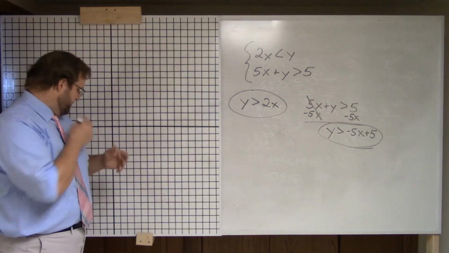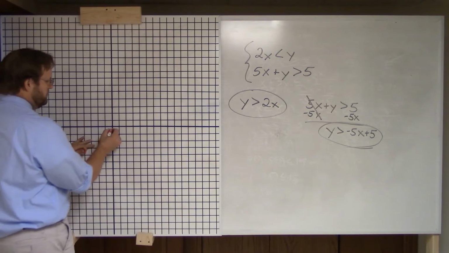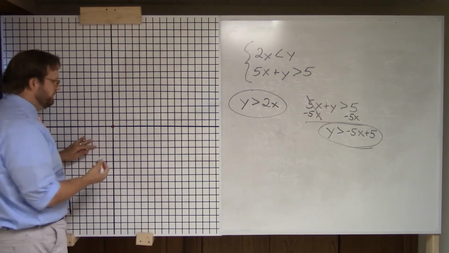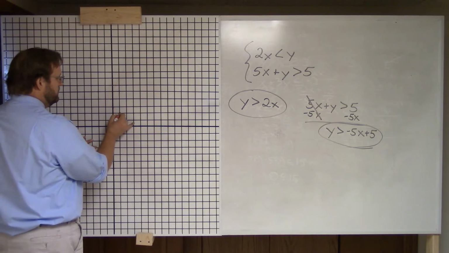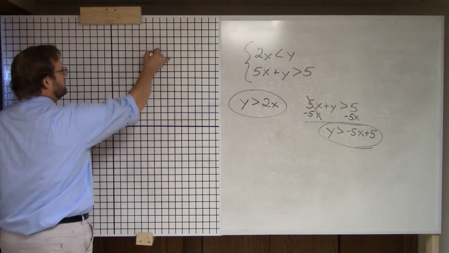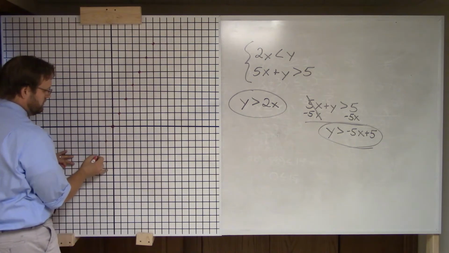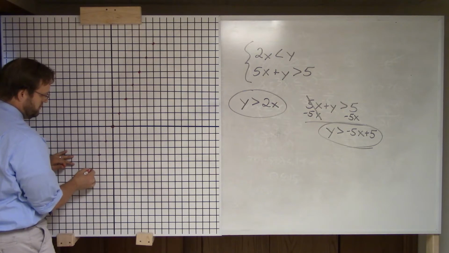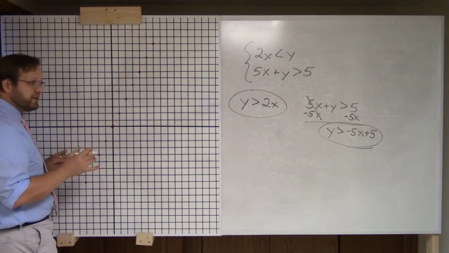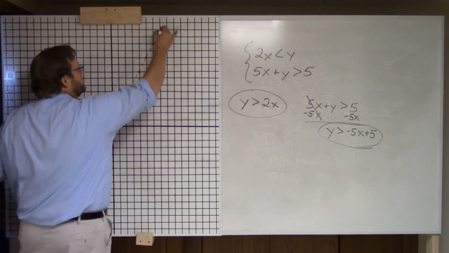So let's go with that first one. The first one has a y-intercept of 0. And it has a slope of 2, or 2 over 1. So I'm going to go up 2, right 1, up 2, right 1, and so on. Could go down and left. Like so. It's going to be a dashed line because it's not or equal to. Continue that throughout.